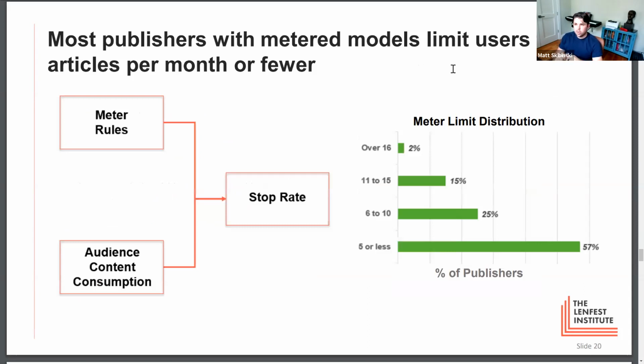For most publishers that have a metered model, the meter limit now is below 5 articles a month. That's something to keep in mind. There are really only 2 ways to increase the percentage of users that get stopped and asked to pay. It's either lower or tighten the access rules, the meter limit, make that 3 articles instead of 5, for example, or increase audience content consumption to a higher level so that people get stopped because they're consuming more content. There's a bit of a push and pull of when you should do each of those, but those are really the only 2 ways you can increase that metric.